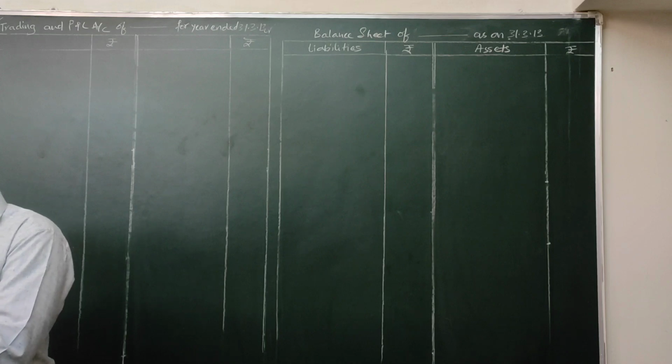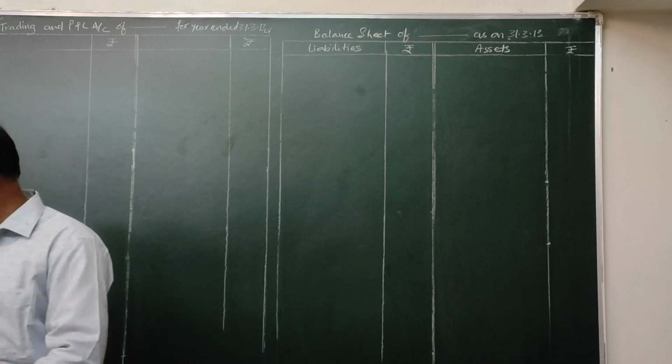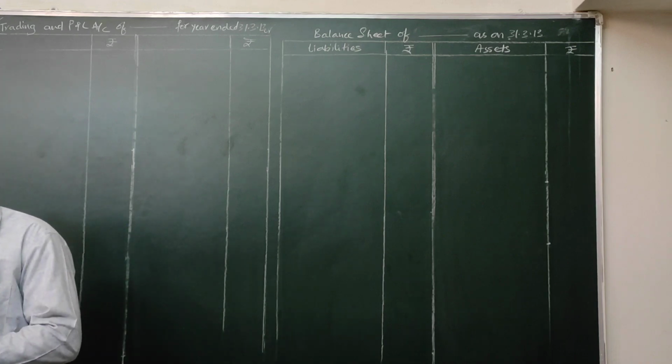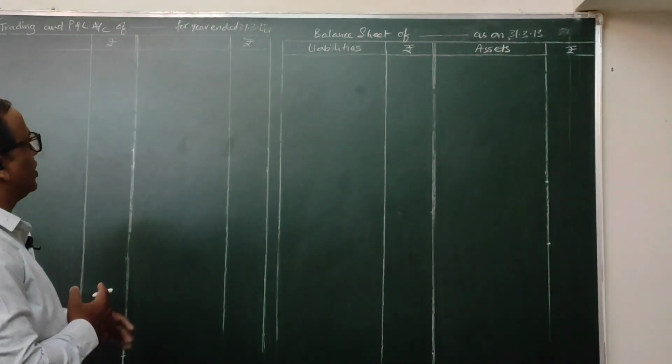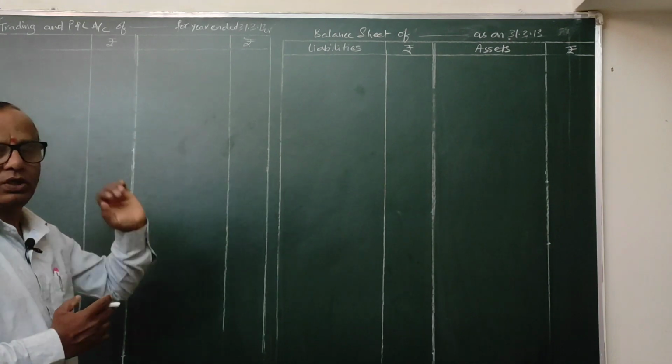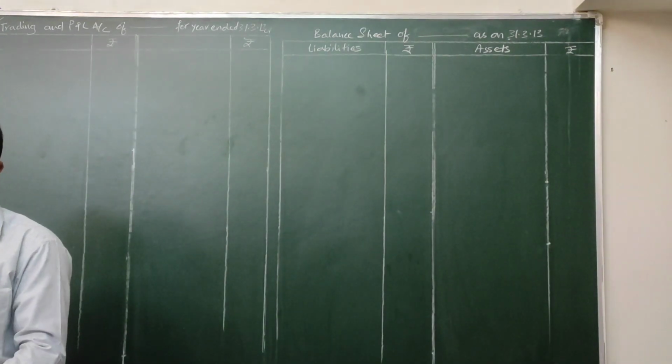See, the problem is something like this. He is asking us to prepare the trading and profit and loss account for the year ended 31st March 2013. So I have drawn here one trading and profit and loss account and one balance sheet. So right away let's go into the problem there.